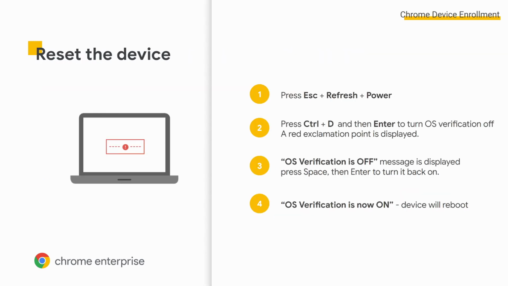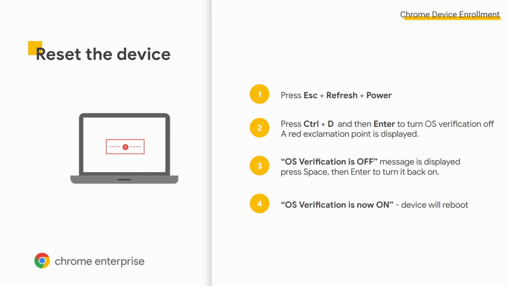For a device reset, press Escape plus Refresh plus Power. You will have another screen, and you will need to press Ctrl plus D, then Enter, to turn OS verification off. You will see a red exclamation point displayed, and when you have the OS verification is off message displayed, just press Space, then Enter to turn it back on.